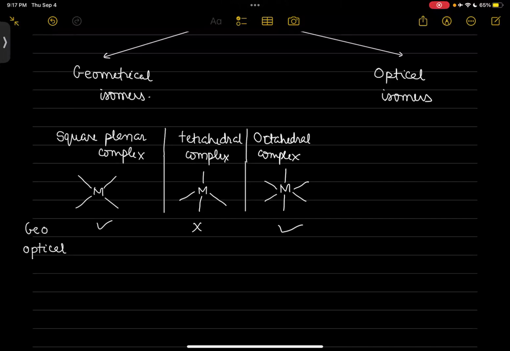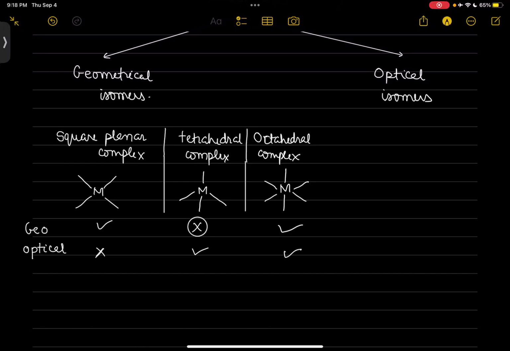You can have an octahedral complex showing geometrical isomerism. Square planar will show it too. Tetrahedral cannot. Geometrical isomerism needs two ligands of one kind and two of another kind, right? But even if you have different ligands, you cannot have geometrical isomerism in tetrahedral complexes. Is this clear to you?